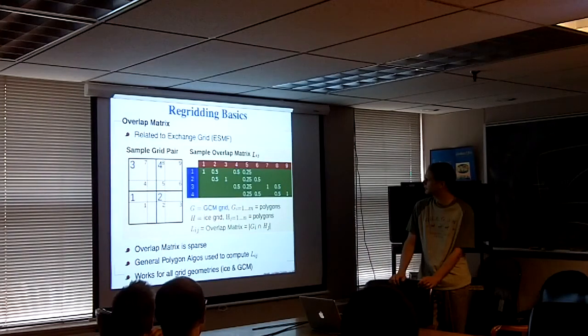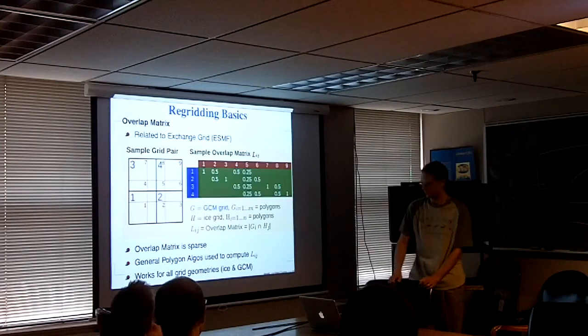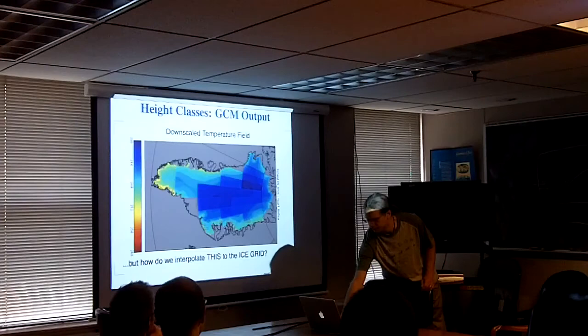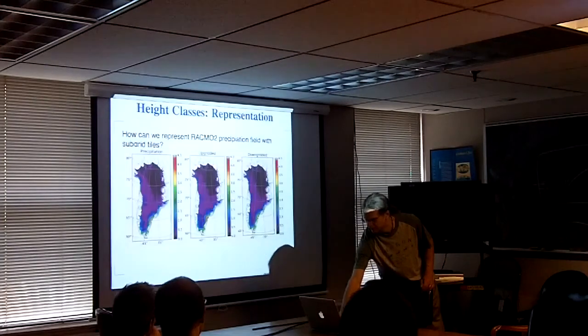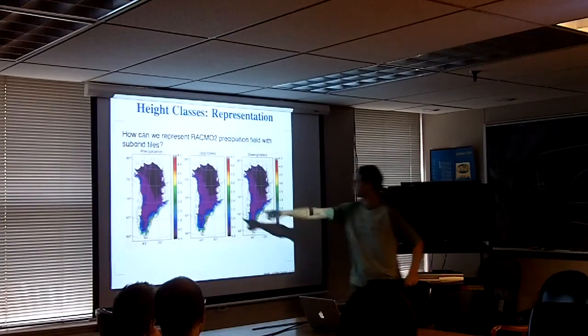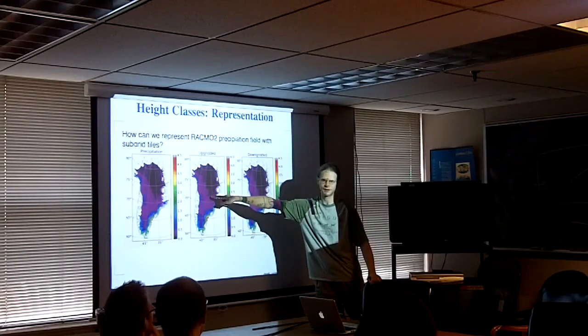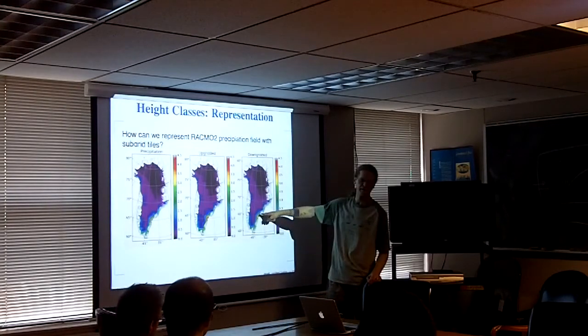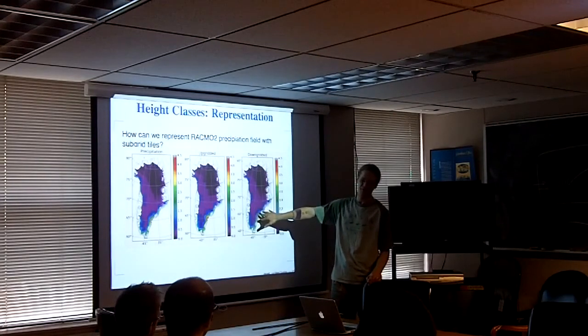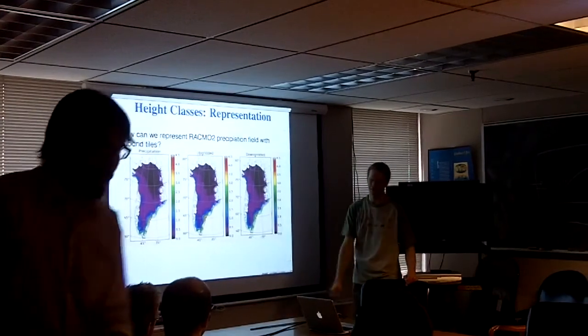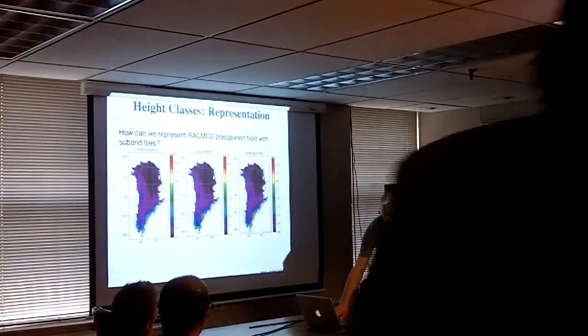Okay, so regridding. The whole idea of the regridding now is to go from this kind of a field on the high classified grid to this field on the ice grid, to make it smooth and to do that in a conservative way. I'm going to talk a little bit about how that works.